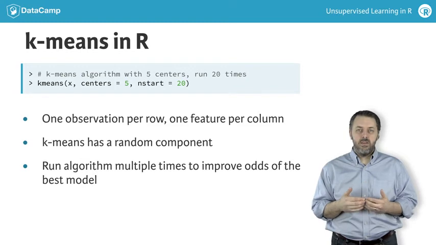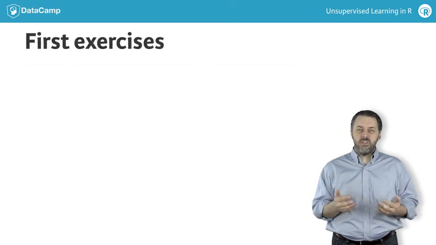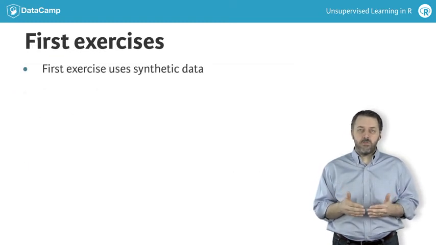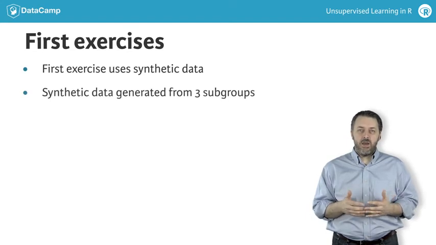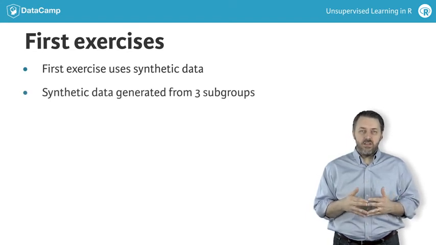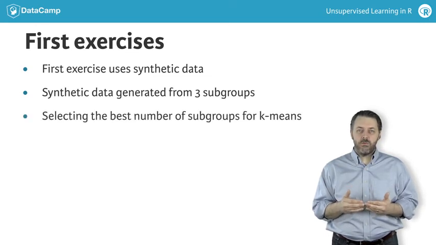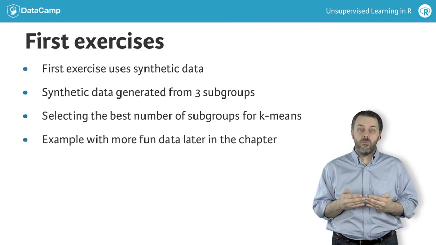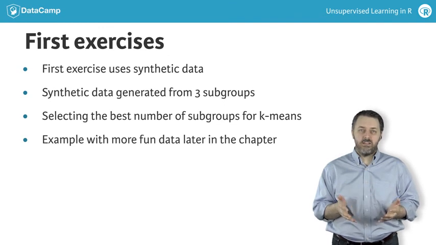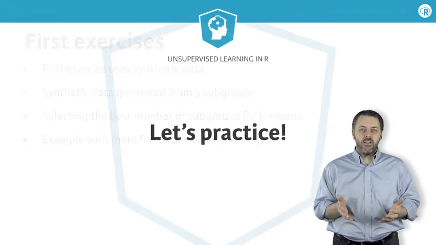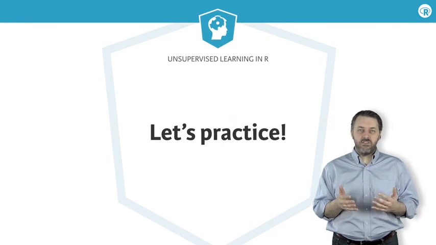The first exercises use synthetic data that were generated from three subgroups, but if you plot the data, it might only appear to be two subgroups. Later in this chapter, you will see how K-means can be used to estimate the number of subgroups when the number of subgroups is not known a priori. Later in this first chapter of the course, you'll get experience applying K-means with a real-world but fun data set. With that information, let's get started on the first exercise using K-means.